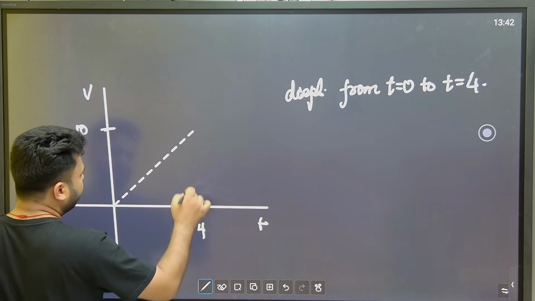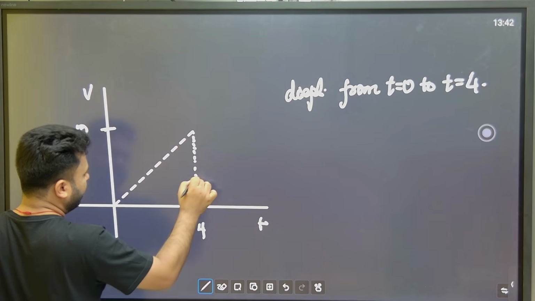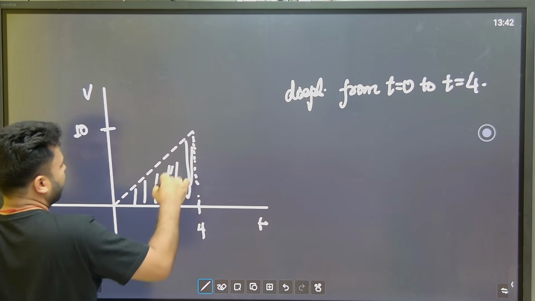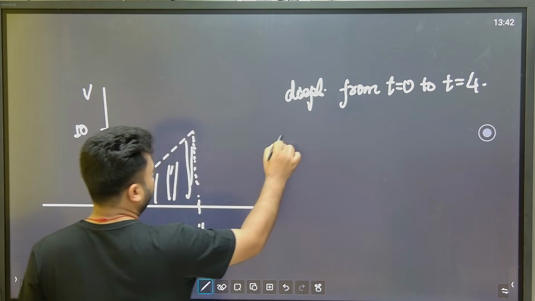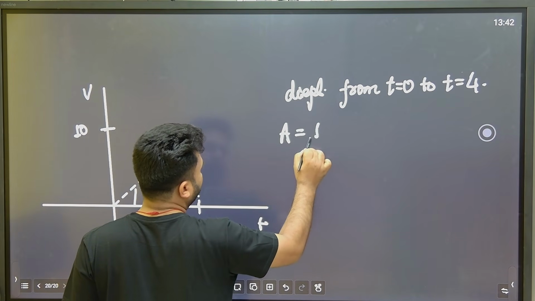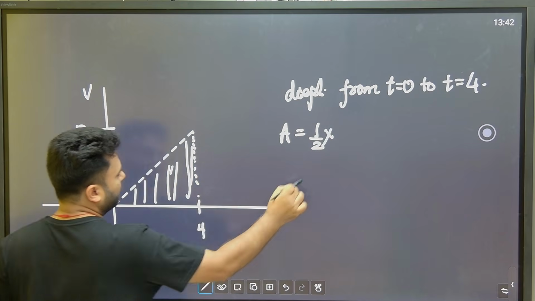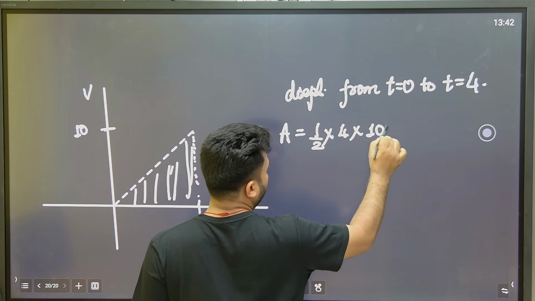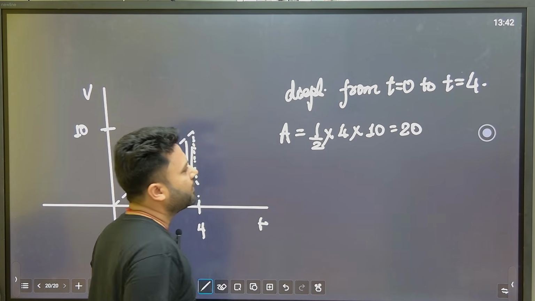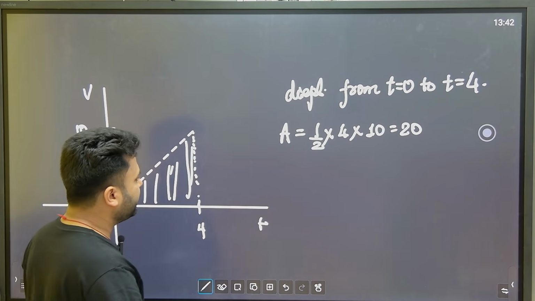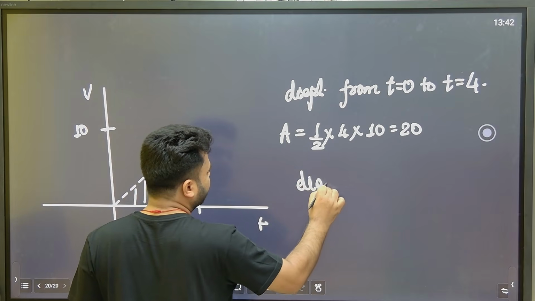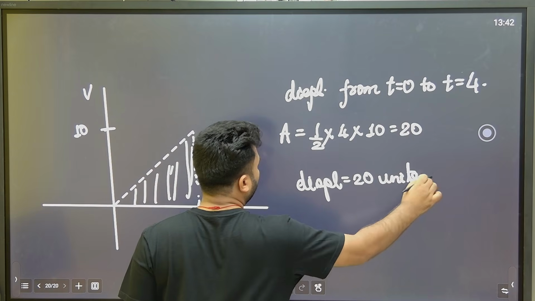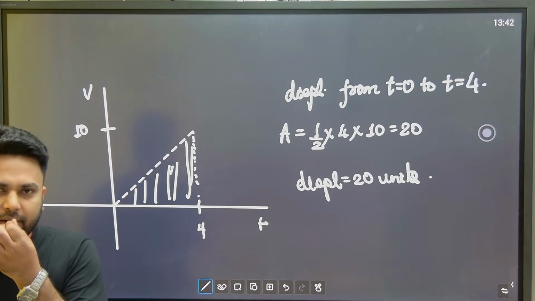So this is the vt graph. So you find the area under the vt graph, meaning this area. Now this you can calculate. This is what? A triangle. So this area will be half base, that is 4, into height, that is 10, that is 20, and area under the vt graph is displacement. If they ask what is the displacement, this will be 20 units. Correct?